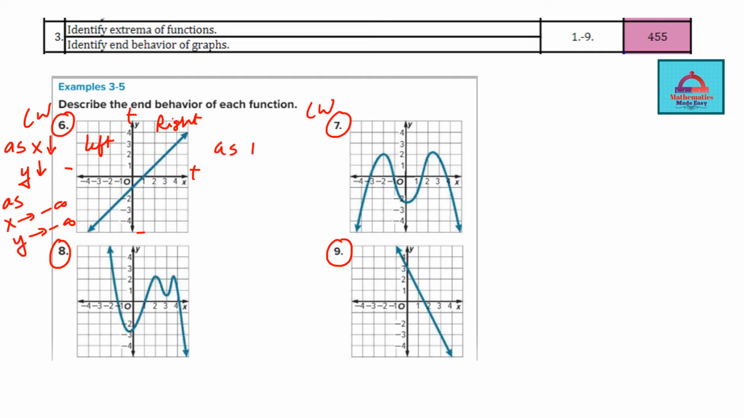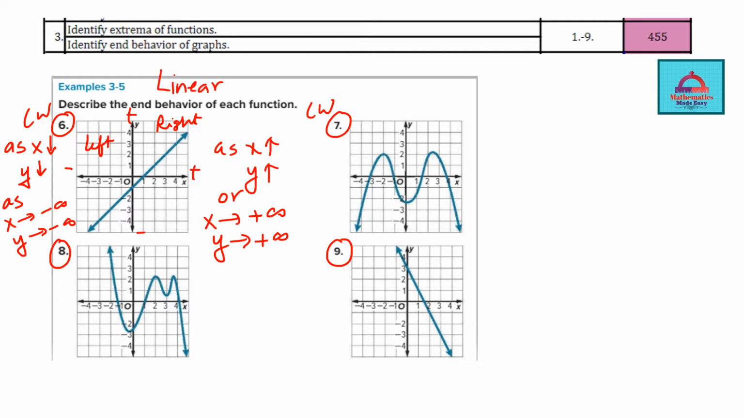Let's come on right. So, as x is increasing means positive side. Where is y going? Up, up and up. So, it is also positive. Or in terms of infinity, as x goes to plus infinity. Why I say plus? Because it's on the right. y also goes to plus infinity. So that was your end behavior for question 6, which was a linear graph. Why? Because the graph was a straight line.